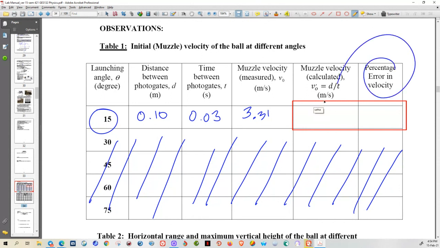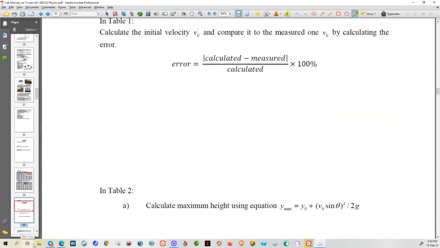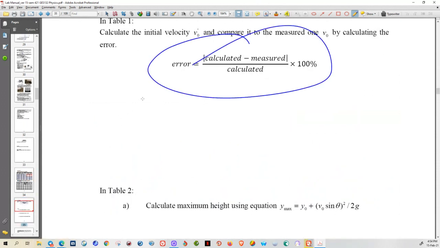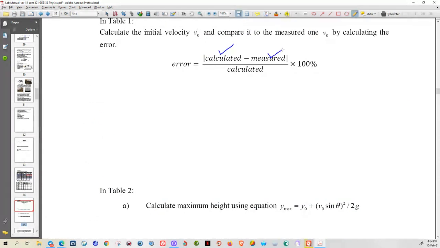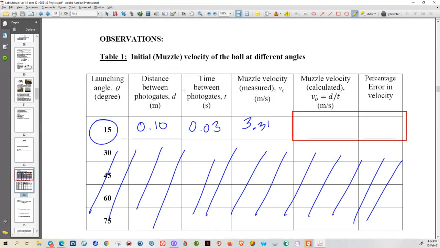Anyhow, how do you calculate the percentage error? Let's answer the questions. If you go down to the next page, here, that's how you calculate the percentage error. Calculated value minus measured value over calculated value. Multiply everything by 100%. Make sure you are using absolute values. So here, calculated value minus measured, divide by calculated, multiply by 100%. Is that clear? So you will do only 15 degrees, and the data is already on the screen. Is that clear, Shabab, before we continue? I want to make sure everything is clear before we continue.